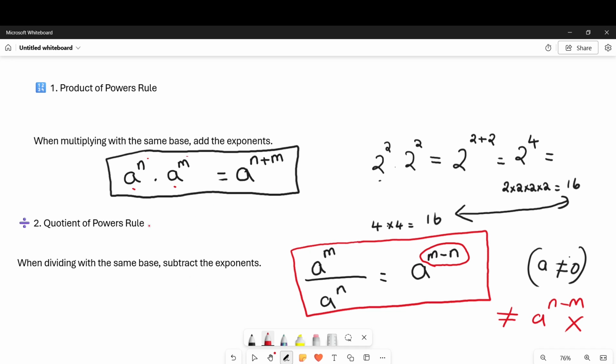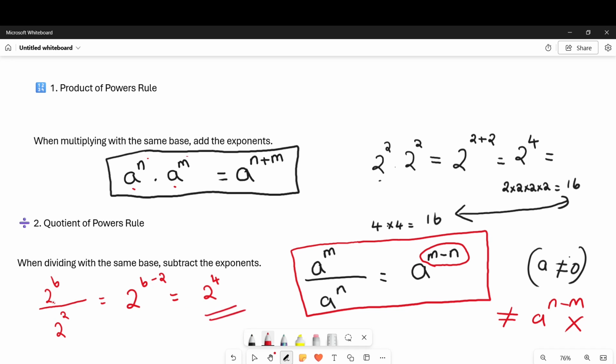Let's go for an example here. So 2 to the power 6 divided by 2 to the power 2. That's the value. The base is 2, so 6 minus 2, the value is 2 to the power 4. This is the answer.